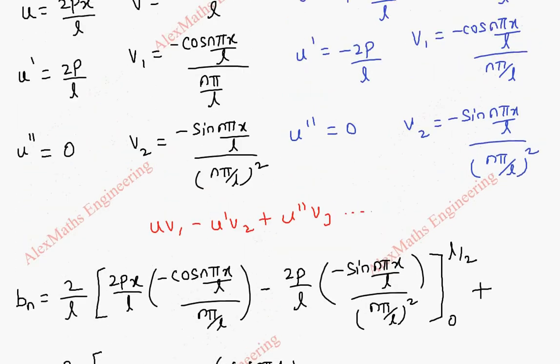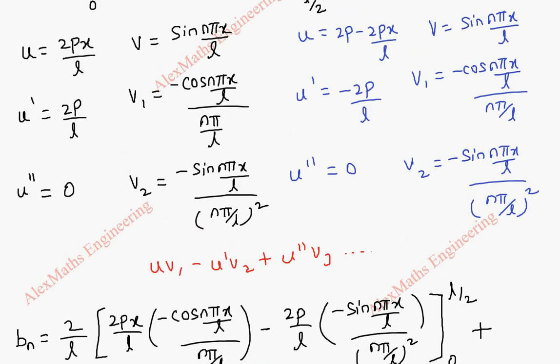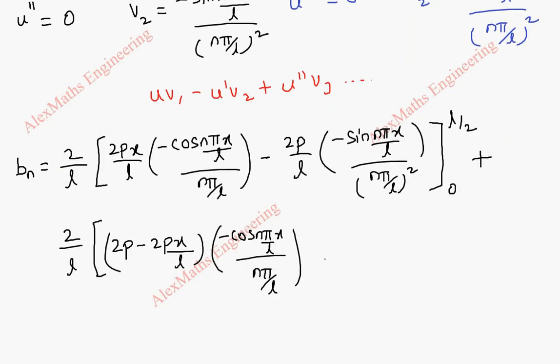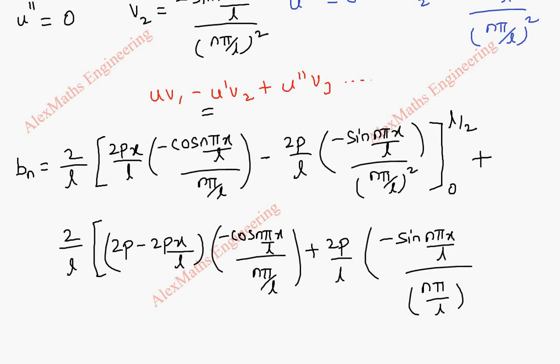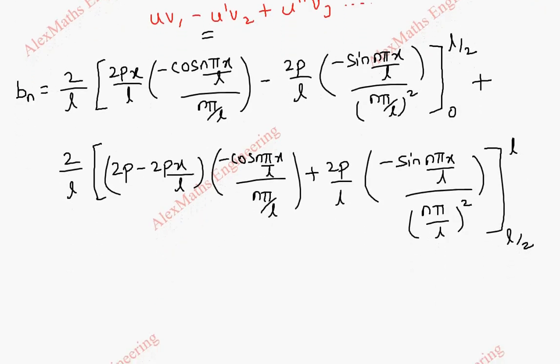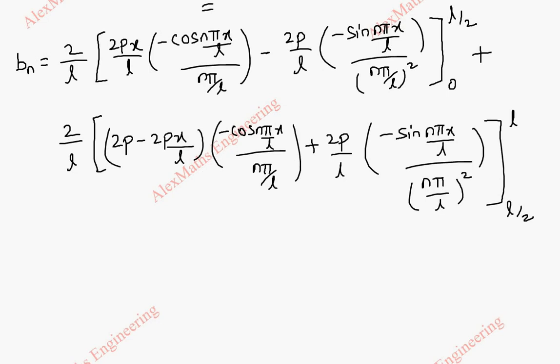Then u dash is minus 2p by L. Already there is a minus sign here. So now it will become plus 2p by L into minus sin n pi x by L by n pi by L whole square. And now the limit is from L by 2 till L. Now let's apply the upper limit.